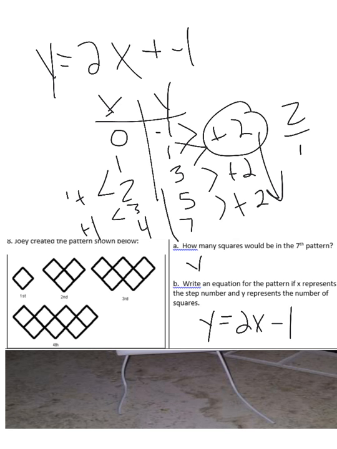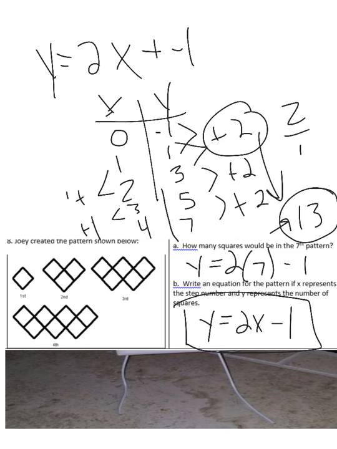What I'm going to do is plug in 7 for my x. 2 times 7 is 14 minus 1. That would mean we'd have 13 squares in the 7th pattern. Now, you could draw this out, continue the chart, all those ways work. But once you have this, the equation's part of the question anyways. So once you have it, all you have to do is plug in 7, and it's a lot easier. So that's the way I would do it.